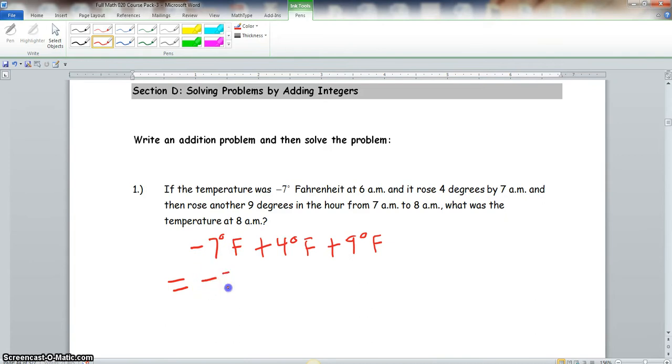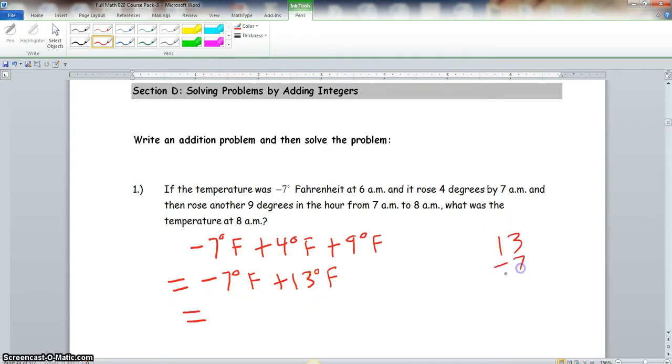We can have negative 7 degrees Fahrenheit, and we add the two positive numbers together. 4 and 9 is 13 degrees Fahrenheit. Now we have negative 7 degrees Fahrenheit plus 13 degrees Fahrenheit. Now we know we're going to subtract.